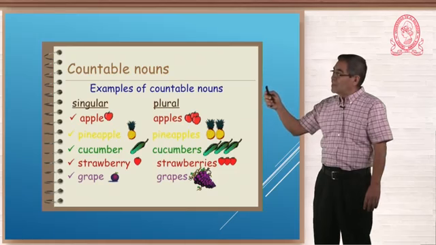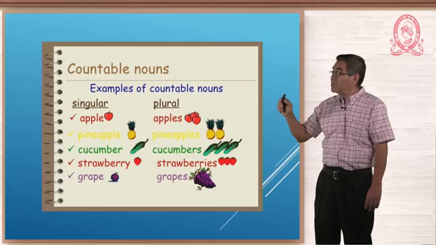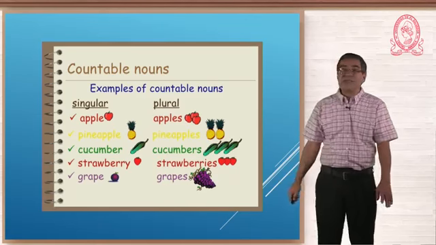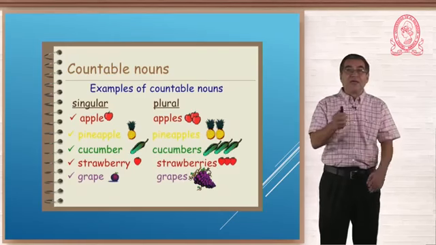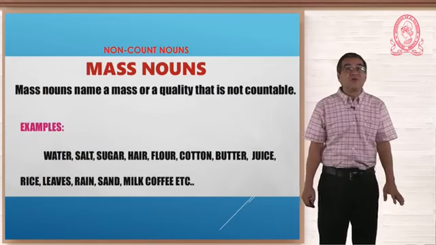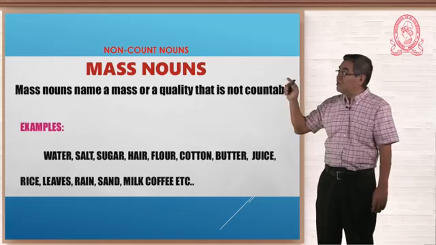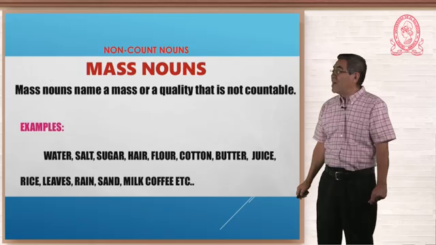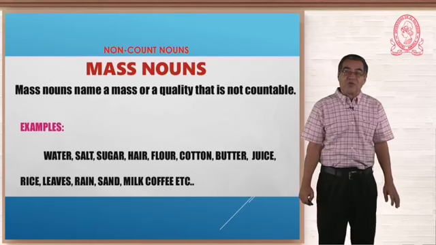Let us see the last example that we have here. We have grape, singular, and we have grapes, plural. So remember, what is a countable noun? It is nouns that can be counted. Now, besides countable nouns, we also have non-count nouns. They also receive the name of mass nouns. Mass nouns name a mass or a quality that is not countable.